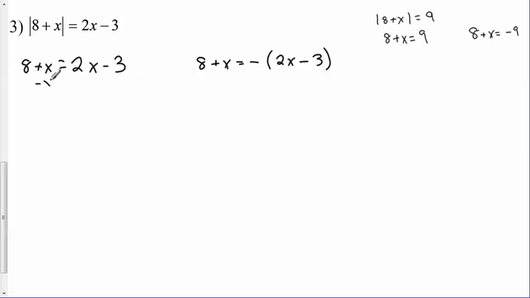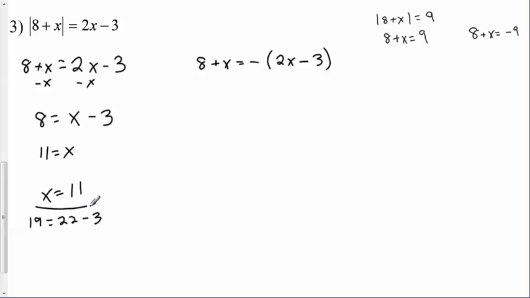I would subtract x. 8 equals 2x minus x, which is x. So 8 equals x minus 3. Add 3. I get 11 equals x. So x equals 11. Check your answer. 8 plus 11 is 19. 2 times 11 is 22. Is 19 equal to 22 minus 3? Yes, it is. So that answer works.